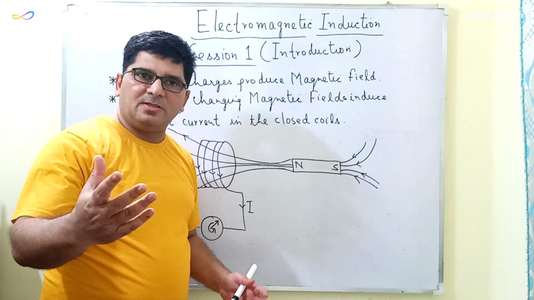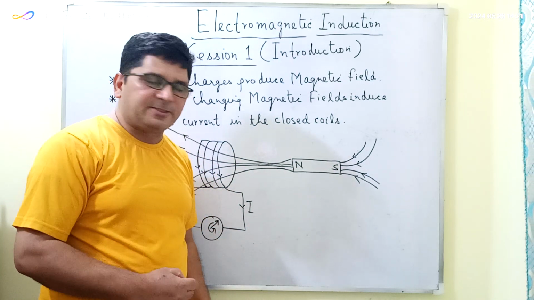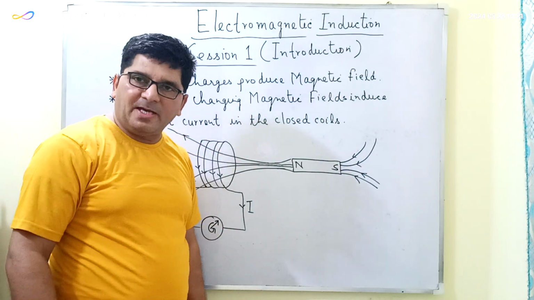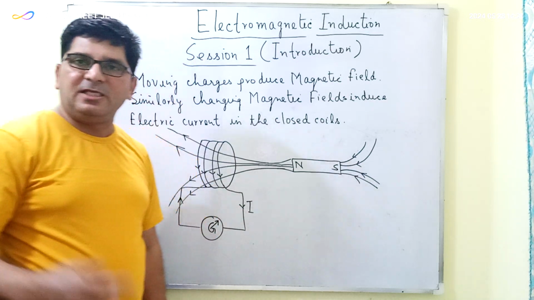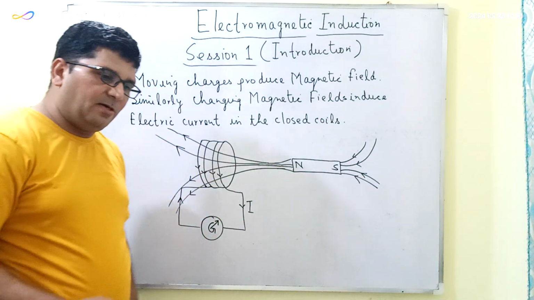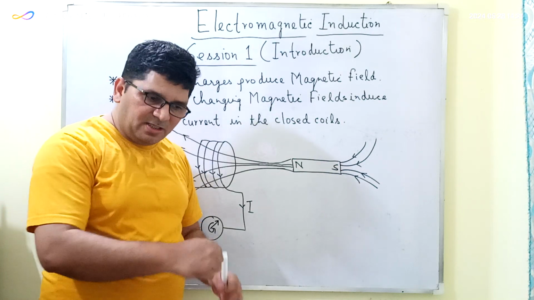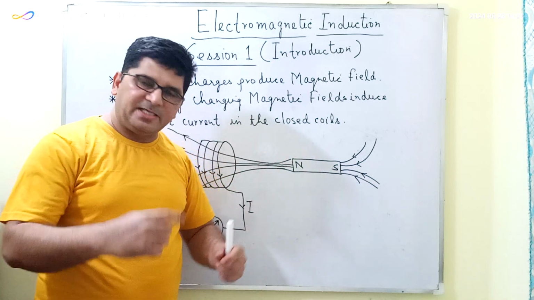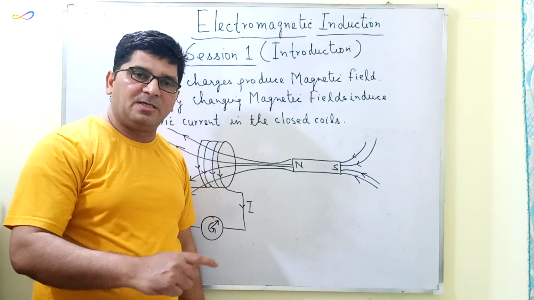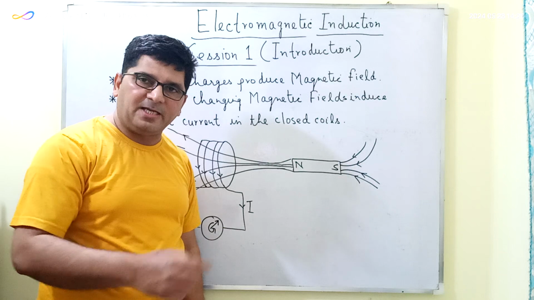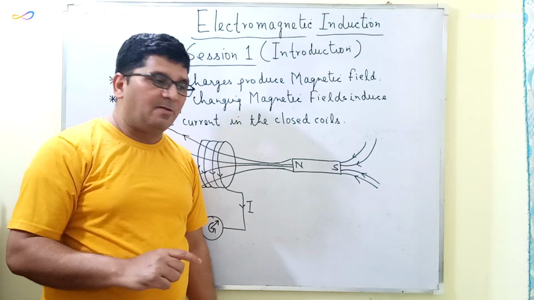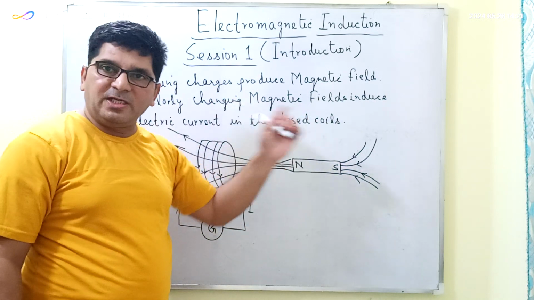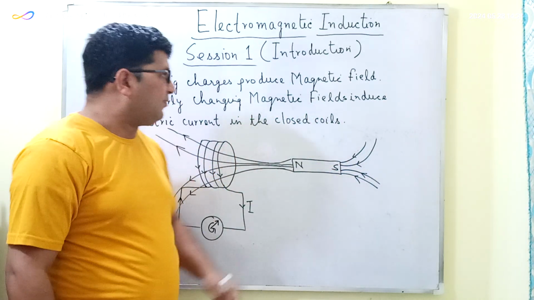The current flowing in a conductor is found to produce a magnetic field around it, and this can easily be seen by placing a magnetic compass near the current carrying conductor. When you place a magnetic compass near the current carrying conductor, the needle of the compass gets deflected, which proves that the current flowing in a conductor produces a magnetic field.